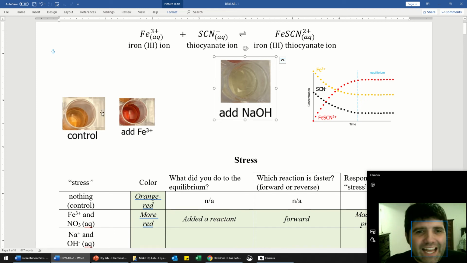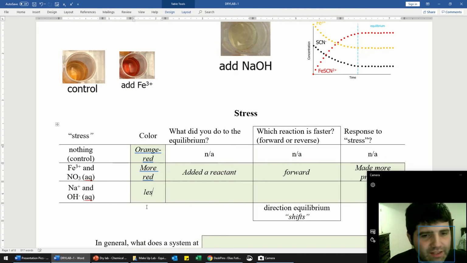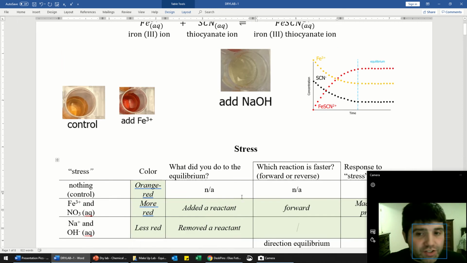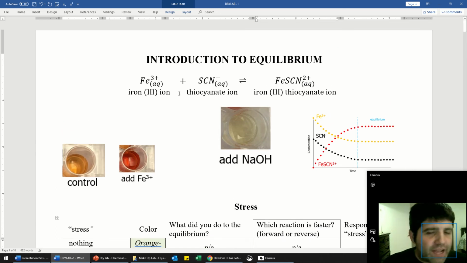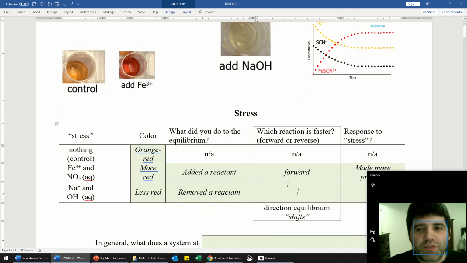So what we see is that you can see that the reddish part of the color there kind of faded away, and now it's a little bit more yellow. And what we know is that the yellow color is associated with the iron ion right there. So the color is, let's call it less red. What did we do to the equilibrium? We removed a reactant. And so which reaction is faster? The one going backwards is faster by default. It doesn't speed up. It's just that it's faster than the forward reaction. So which reaction is faster? Reverse. So we say that this equilibrium shifted backwards or shifted to the left.